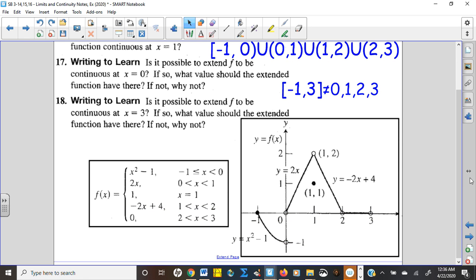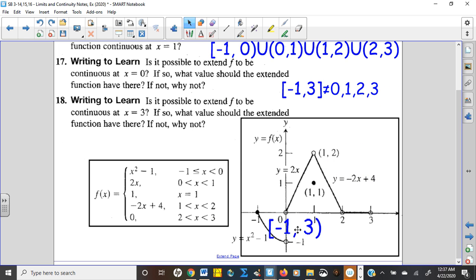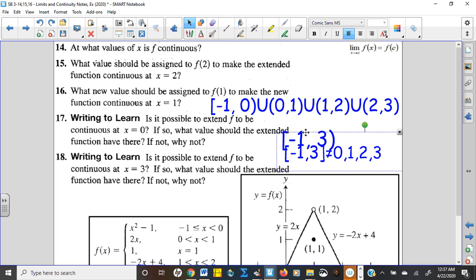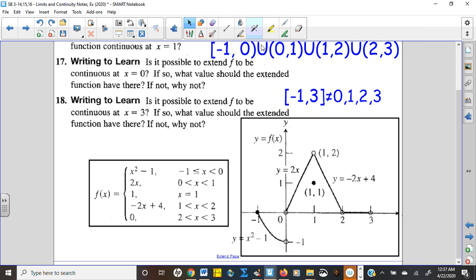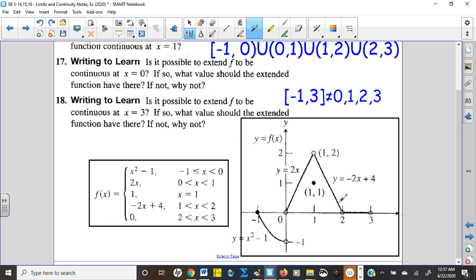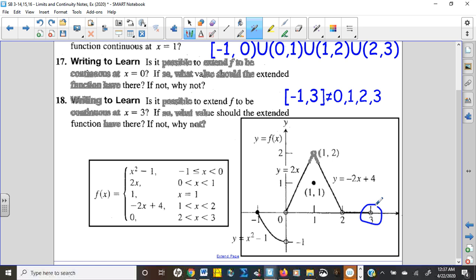Start at the left, because we're only defined from -1 to 3 is kind of where this function exists, right? -1 is where it starts. 3, not including 3, is where it ends. So let's start at -1 and just trace our way along and see where the discontinuities occur. The first discontinuity is a jump discontinuity at x equals 0. The second discontinuity is a removable discontinuity at x equals 1. And then another removable discontinuity at x equals 2. And then finally a final removable discontinuity at x equals 3.